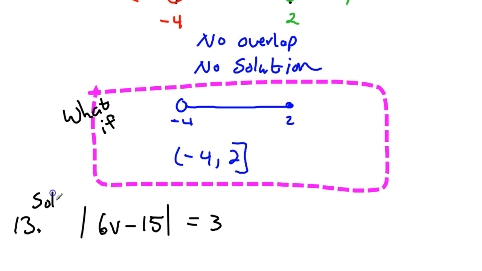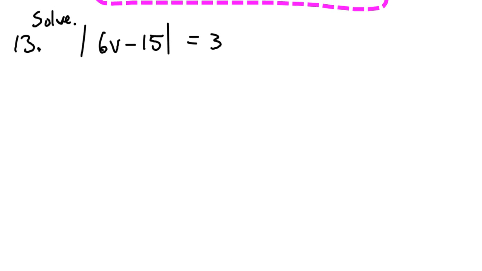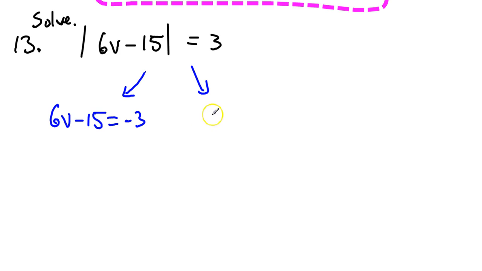Okay, for 13. Another one would ask you to solve, and again, no graph on this one, just a plain solving. And this one is just an equation. There's no less thans or greater thans for this one. And as long as that's equal to a positive number, this is where you just split off into two cases, that 6v minus 15 could equal -3, or 6v minus 15 could equal a positive, just a regular 3.